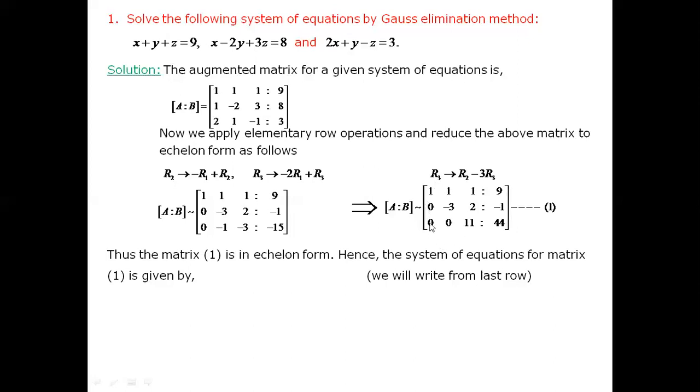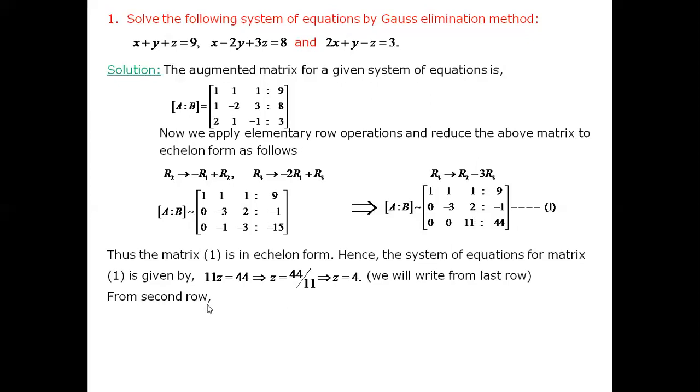So for the last row, x is 0, y is 0, but z is 11. So I can write 11z is equal to 44. So the equation will be written like this, 11 into z is equal to 44. So if 11z is 44, then z is 44 by 11, it gives 4. So one value, the z value, we got. Now, once the last row is over, we'll go to its previous, the second row.